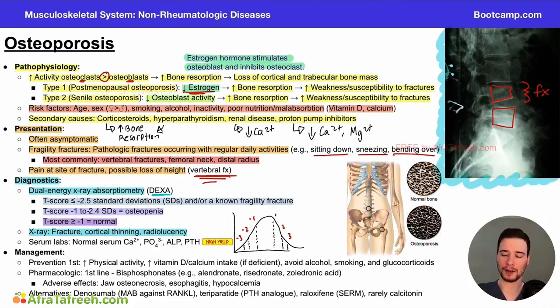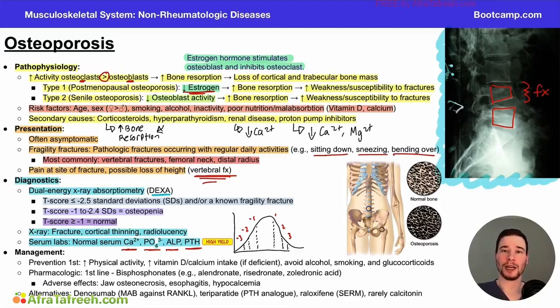And finally, a key thing to know here is going to be the serum labs. Interestingly enough, patients with osteoporosis don't really have serum lab abnormalities. Calcium's normal, phosphate's normal, ALP or alkaline phosphatase is normal, and PTH is typically normal as well. This is really important because the classic way they ask these questions is to give you a patient presentation, and then they'll give you a table with all these different lab values, and they'll ask you which of the following labs corresponds with this patient's presentation.